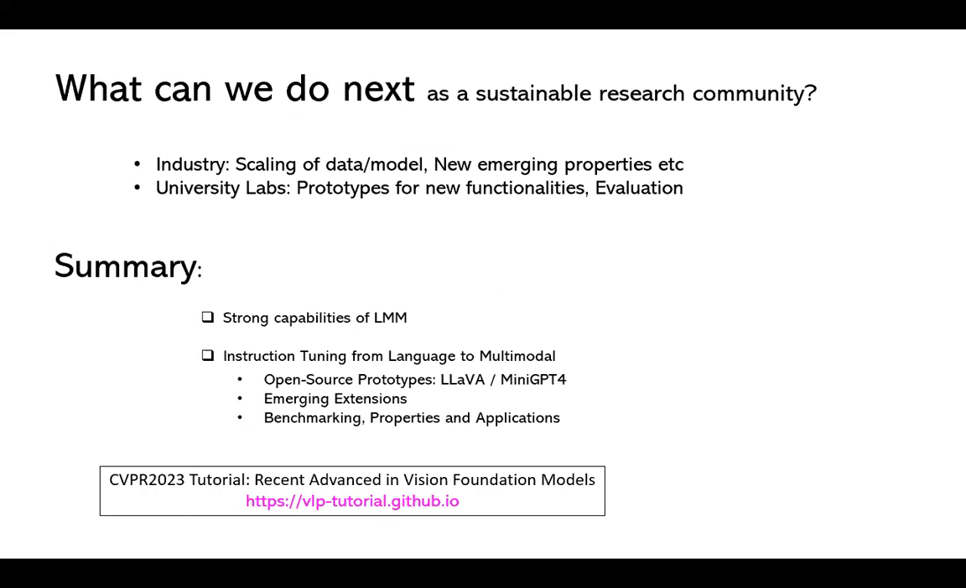So what can we do next? I would say that for industry labs with resources, please scale up and study the emerging properties. And for university labs, maybe we should consider something like a small prototype like LLaVA, to consider how we can enable new scenarios with new functionality or do some evaluation. And to summarize, I showed you some of the powerful capabilities of multimodal GPT-4 and how we could possibly build the mini version of multimodal GPT-4 and some of the recent papers on top of them. And I'll release this slide deck on our tutorial website. Thank you.